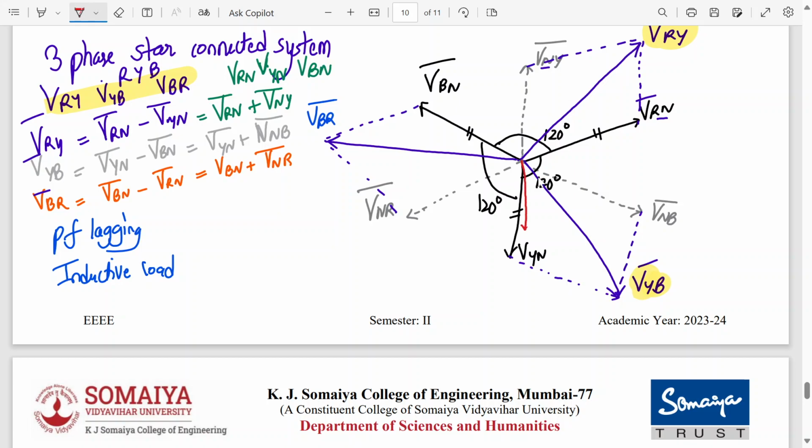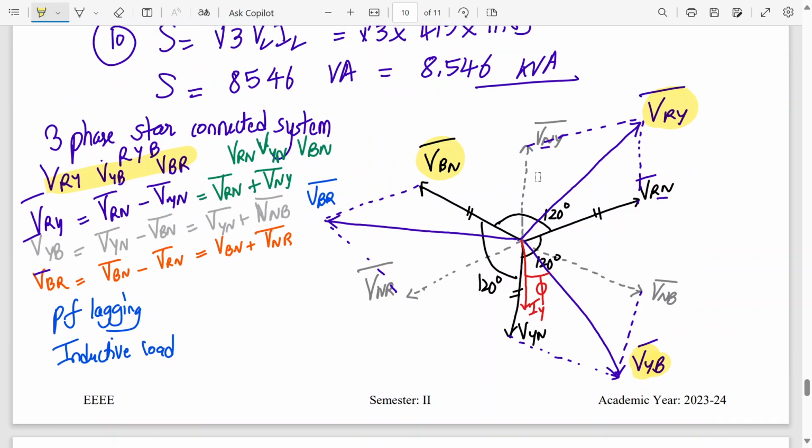So current might be over here. This is I Y current. Okay, this angle is phi. So line current makes an angle with line voltage. These are my three line voltages, marked in yellow color. So current also I'll draw like this. This is IR. This is phi.